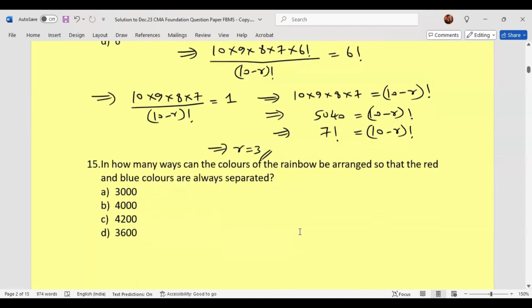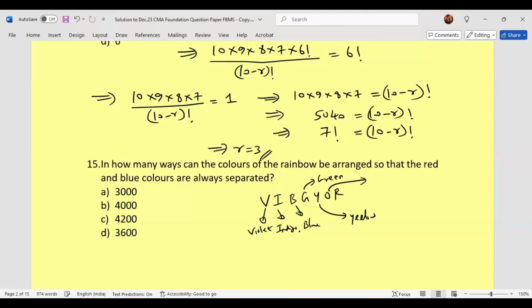Next question. In how many ways can the colors of the rainbow be arranged so that the red and blue colors are always separated? Rainbow colors are, we can shortly write it as VIBGYOR. This is violet, indigo, blue, green, this is yellow, this is orange, and this is red.